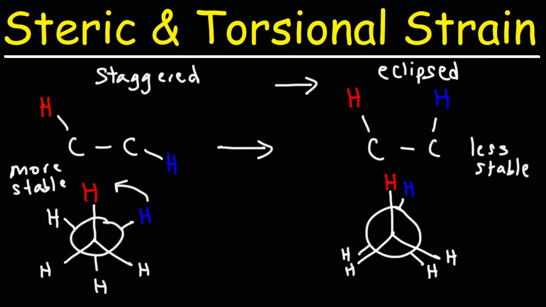Now the torsional strain, it's found in the bonds of atoms that are 3 bonds apart. So here's 1 bond, 2 bonds, 3 bonds. So it's going to be found in these bonds. Steric strain can be found between atoms that are more than 3 bonds apart.